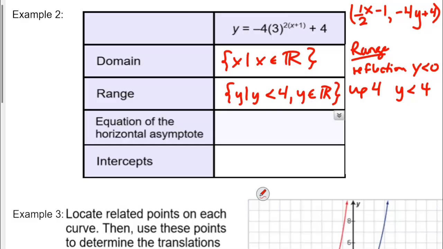All right, then the horizontal asymptote. Well, if y has to be less than 4, we have an asymptote at 4. Good. And now considering the intercepts, let's think about the y.